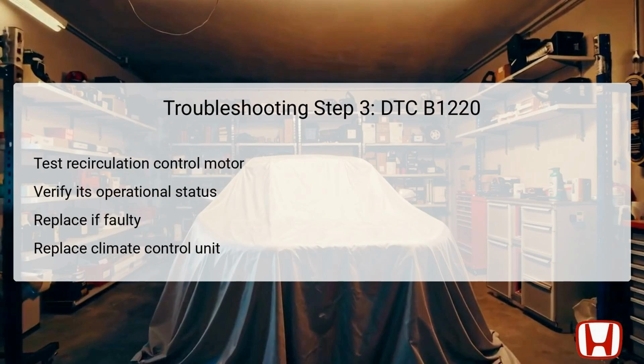The final troubleshooting step requires testing the recirculation control motor itself to determine its functionality. After confirming that wiring issues are not the cause, it is essential to assess whether the motor is operating as it should. If the motor tests as functional, the next course of action is to replace the climate control unit, as it may be sending incorrect signals to the motor.